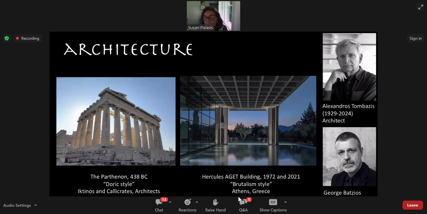But fast forward to modern day Greek architects, Alexandros Tombazis and George Batsios, who are proponents of this style of architecture called brutalism, where the structure is at its basic element, concrete and simplicity again. Simplicity sort of in a similar way that the Parthenon was built in that simplistic way. So this is a great example of brutalism architecture. And if you're in Athens, go take a look at this building.